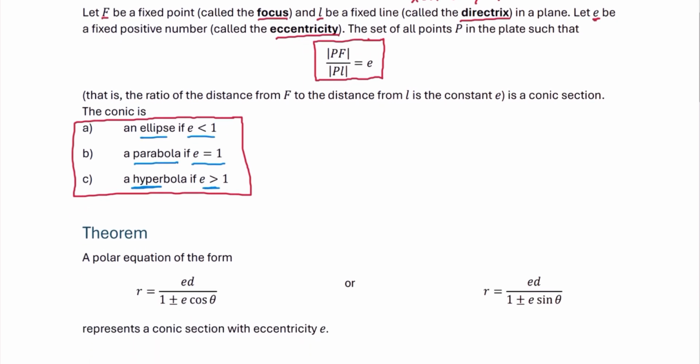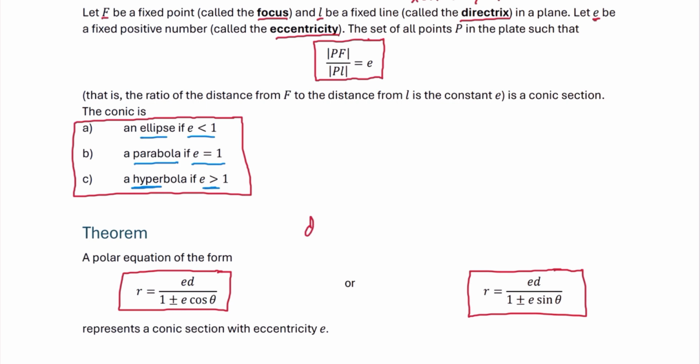Up next, we have a theorem which defines the form of a polar conic. We have R equals ED divided by 1 plus E cosine theta, or we could use the same thing, but instead of cosine, we'll use sine, and we'll look at different situations on what that does and how that affects the graph. Again, E is the eccentricity.